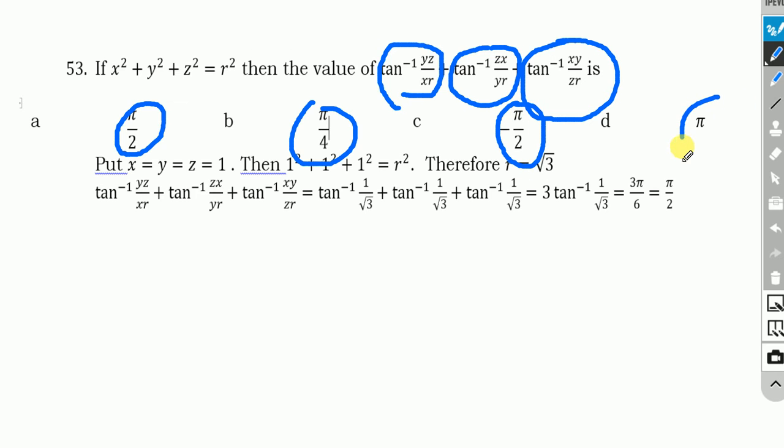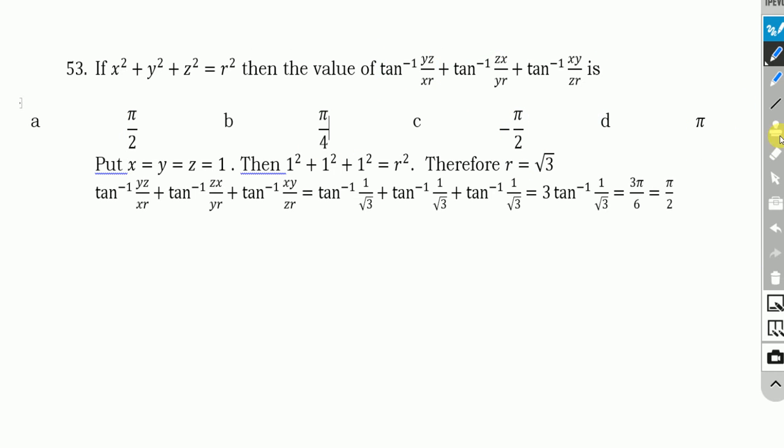Now to solve this question, this is the easy way. I will take x is equal to y is equal to z is equal to 1. When you take x equals y equals z equals 1, r square becomes 3. Therefore 1 square plus 1 square plus 1 square, that is r is equal to root 3. Here when you put x equals y equals z equals 1 and r is equal to root 3, the first term will be tan inverse of 1 by root 3.